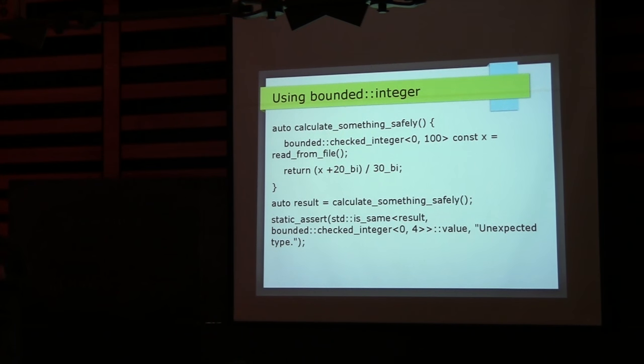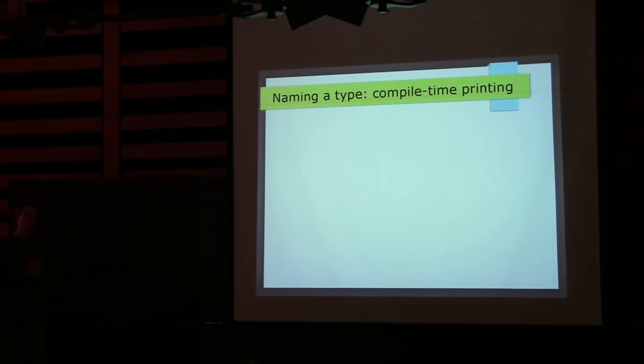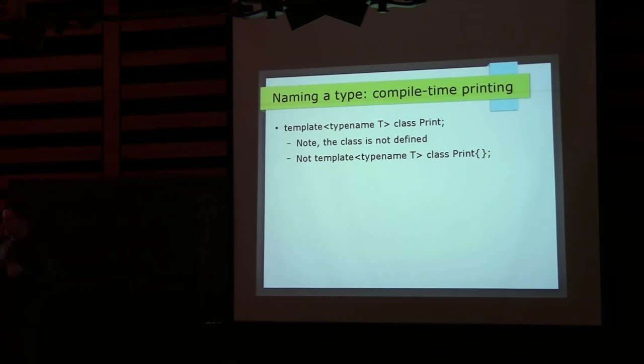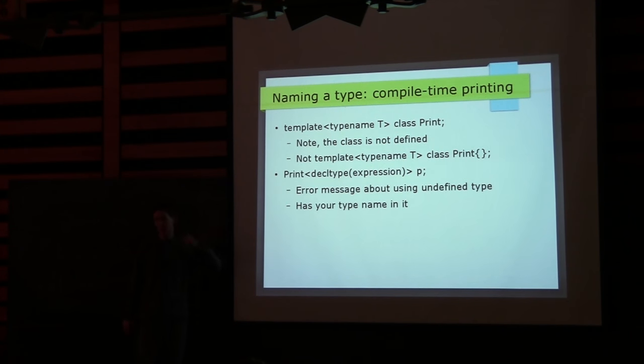One last thing, and then I'll open things up for questions. One useful utility that I found when doing programs heavy in type deduction is the ability to print a type at compile time. The simplest way to do that is you create this class template and you don't define it. You don't put the curly braces in there, you just forward declare it. And then when you want to use it, you say decltype of some expression. The compiler gives you an error message saying no definition found for print, with your type name here. Works on Visual Studio, GCC, Clang. Gives you a nice readable error message printing your type.